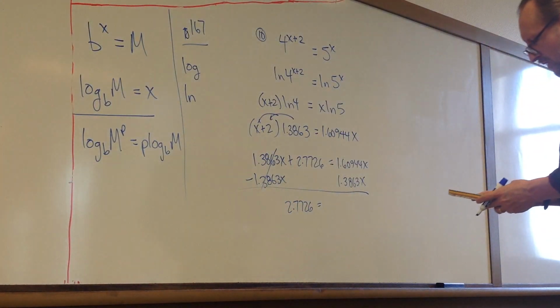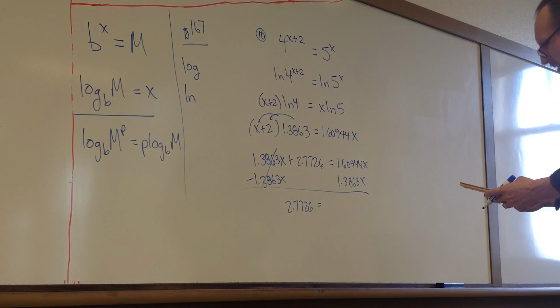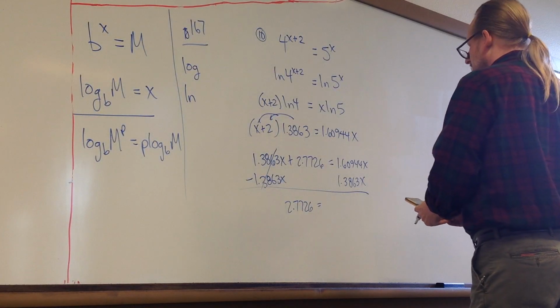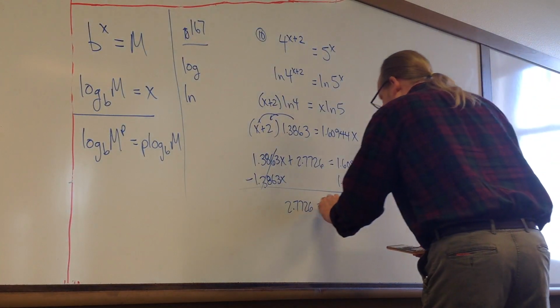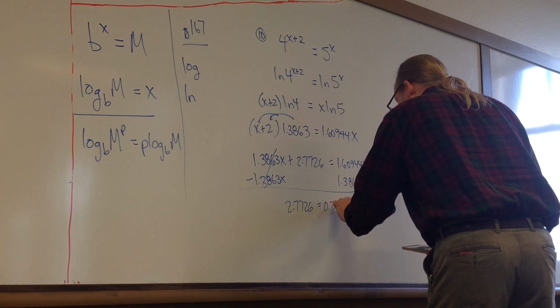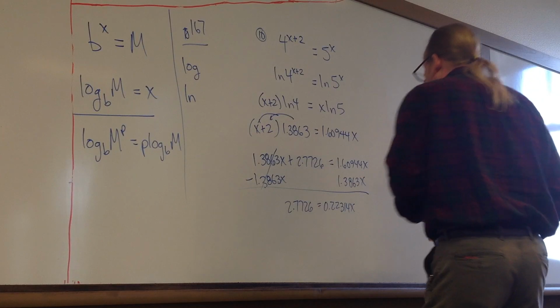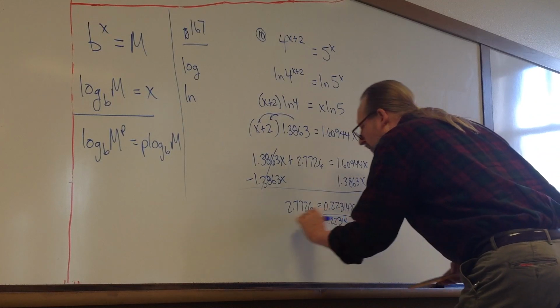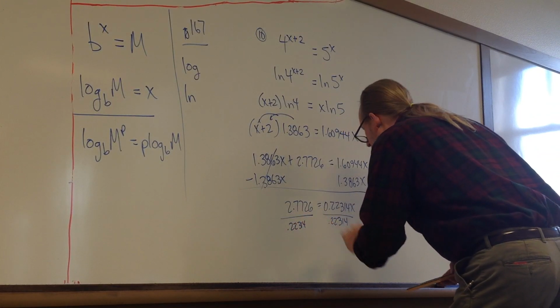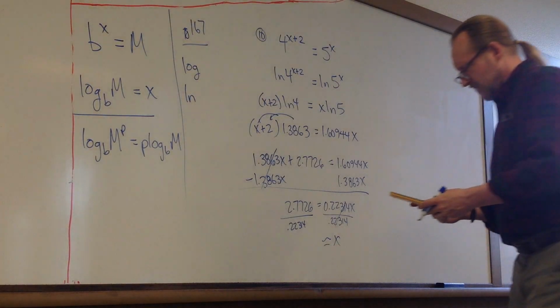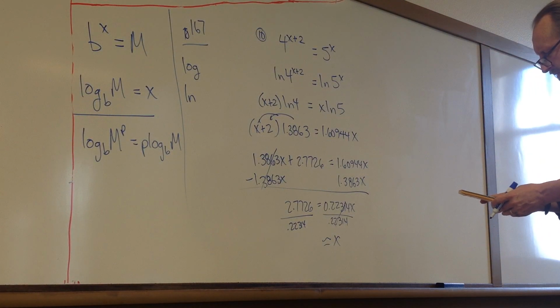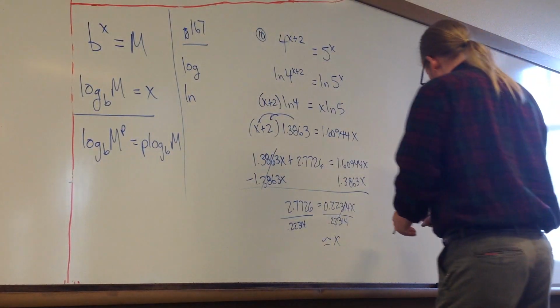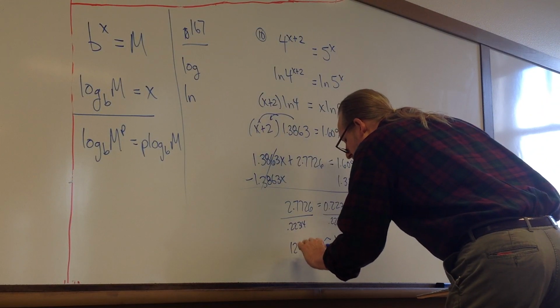2.7726. And then we'll do 1.60944 minus 1.3863. And let's see. And that's 0.22314x. And so that's what we need to divide on both sides by, 0.22314. Those cancel out. And let's see. 2.7726 divided by 0.22314. And we get x is about 12.425.